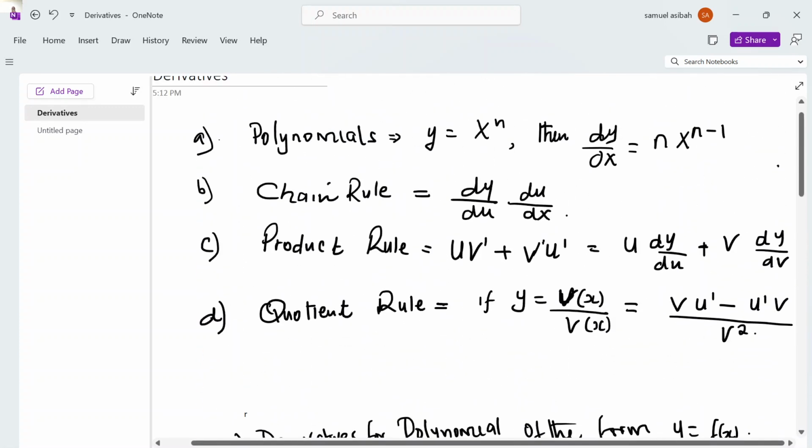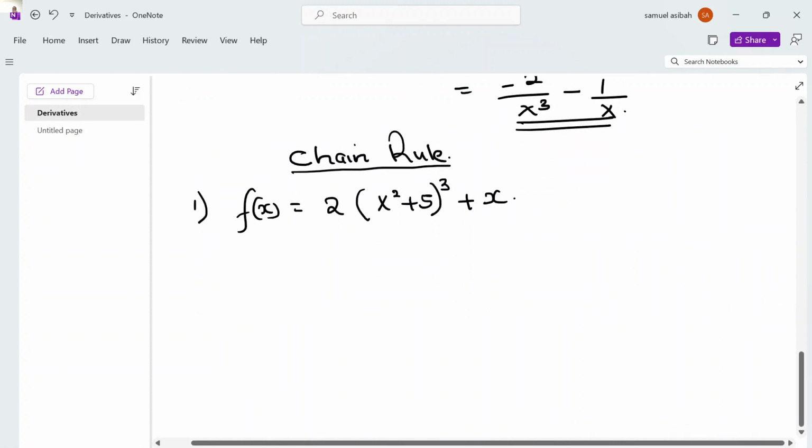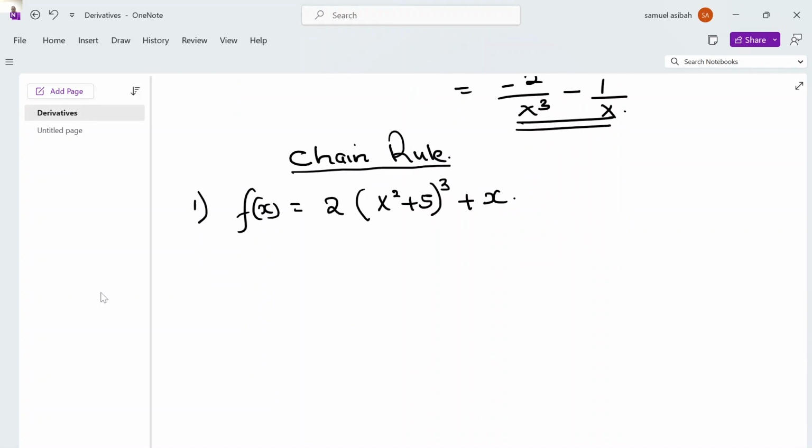The second one we talked about is the chain rule. You can see the chain rule here. The chain rule here is a very interesting method of working out derivatives. So you find that if you've been given a function of this nature, it will be very tedious for a student to expand x squared plus 5 and then differentiate. So we have to use a different method that we now call the chain rule.